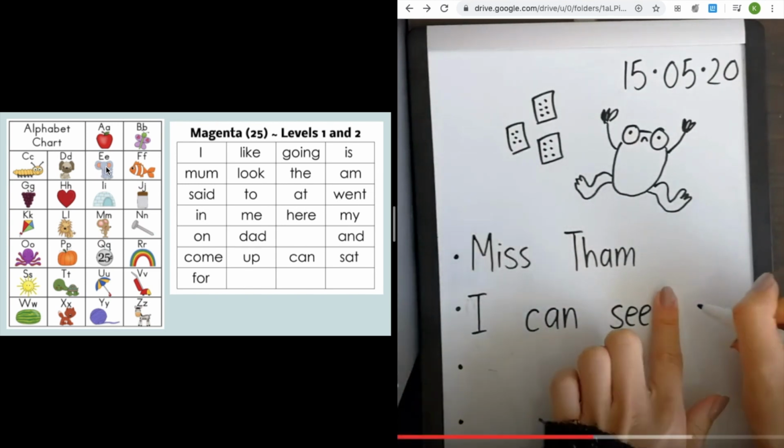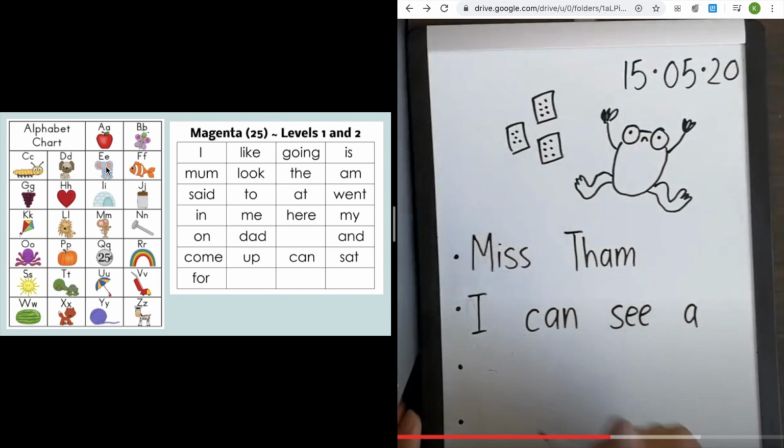And my next word is a. What letter is that? Letter A. We should know that one. I can see a frog. Okay, listen carefully to frog. What's the first sound of frog? F, f. What letter does that sound like? The letter F. Okay, having a look, which one should I be writing? The big one or the small one?